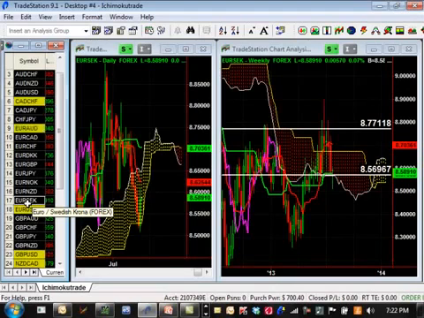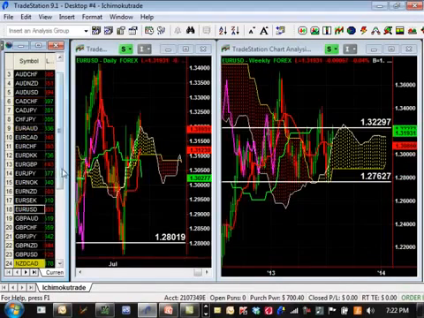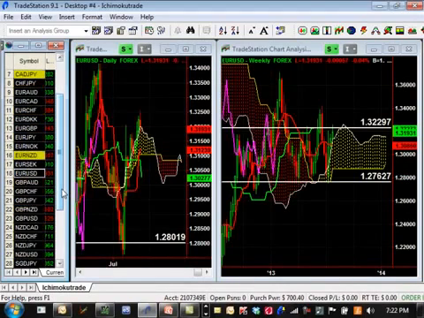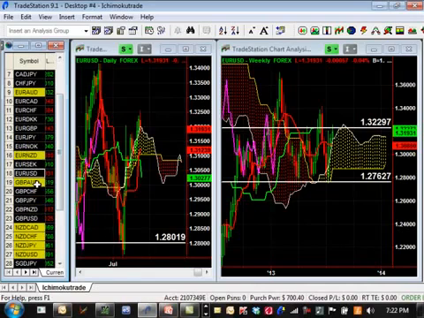Euro SEK, not really doing anything except ranging between 56.96 and 77.11. Euro USD, nothing really going except ranging between 27.62 and 32.29.